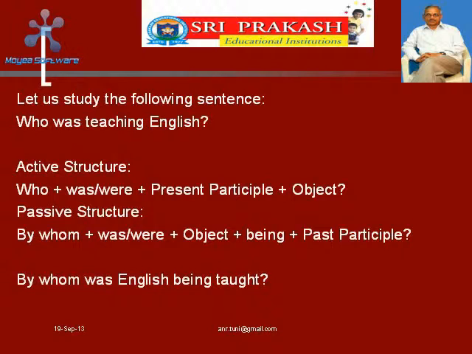Now let us study the structure in both active and passive form. Active form: who plus was/were plus present participle plus object. Passive form: by whom plus was/were plus object plus being plus past participle. What extra be form do we add? It is being. Where do we place the extra be form? After the object. Now the answer for the question who was teaching English, active, is by whom was English being taught, passive.